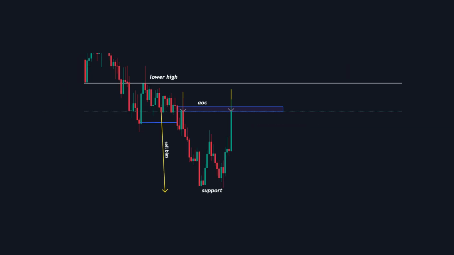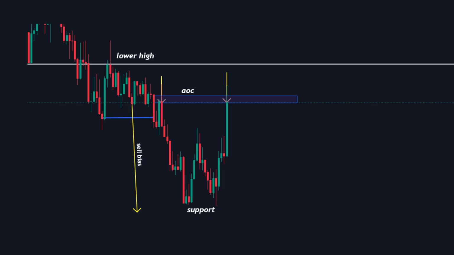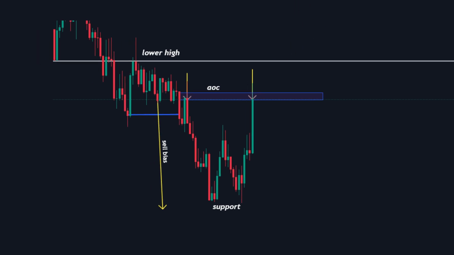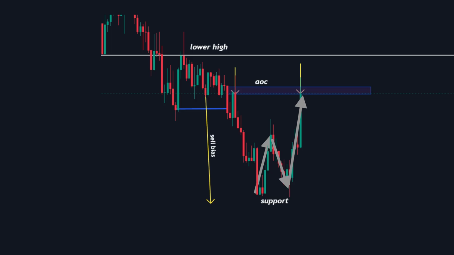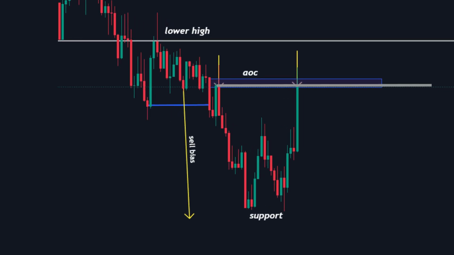Let price return to an area where the bearish idea can be tested. On this chart, the purple AOC combines the broken structure level, previous reaction, and the area where sellers previously controlled price. That gives us confluence. The pullback is not automatically the entry. It is price traveling toward the location where we will make a decision.